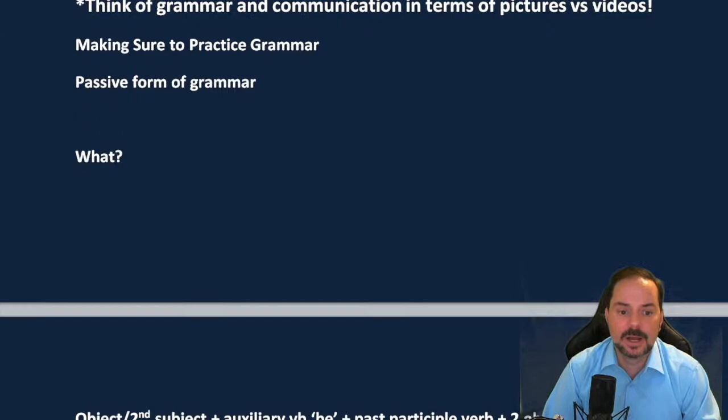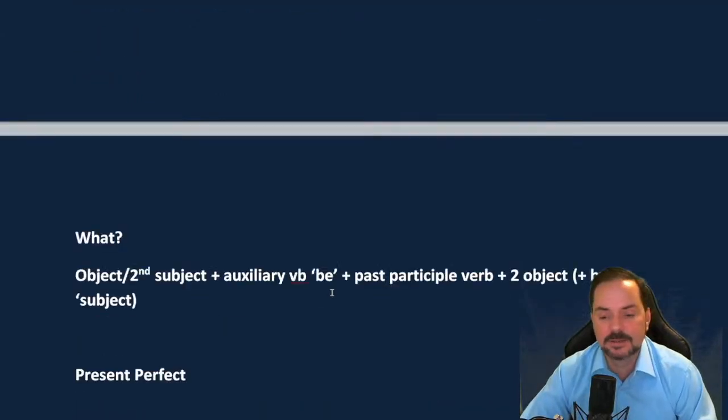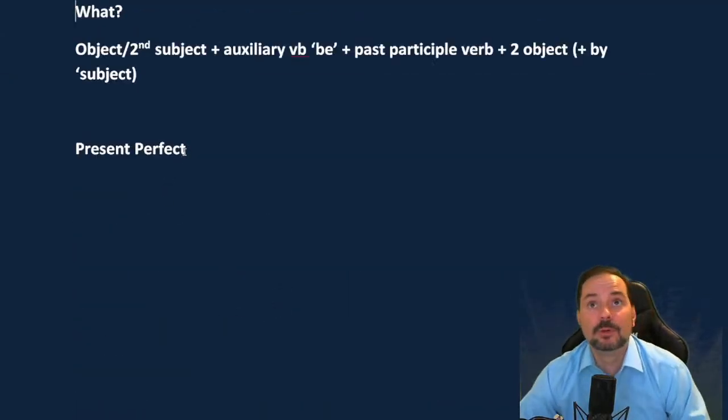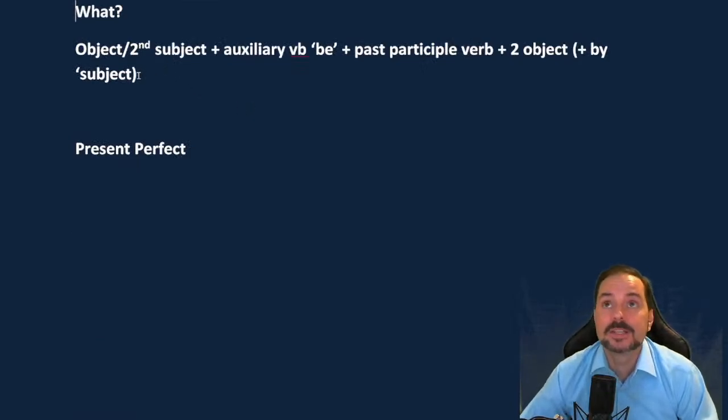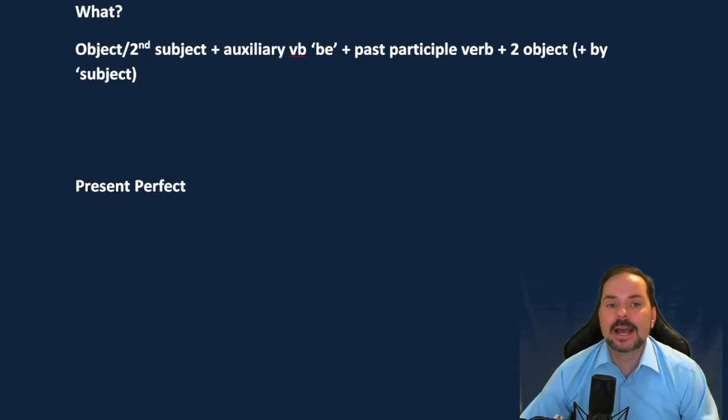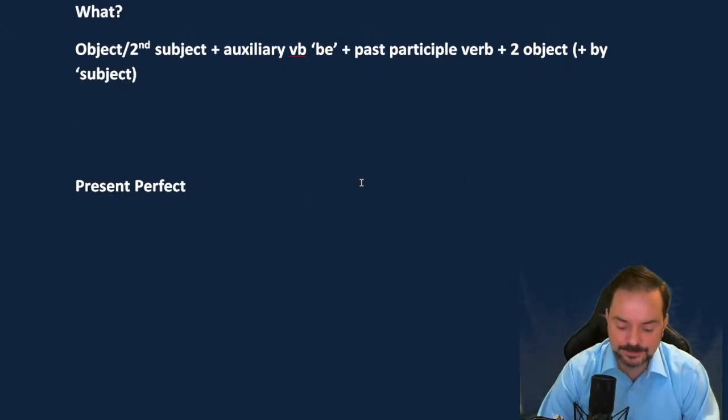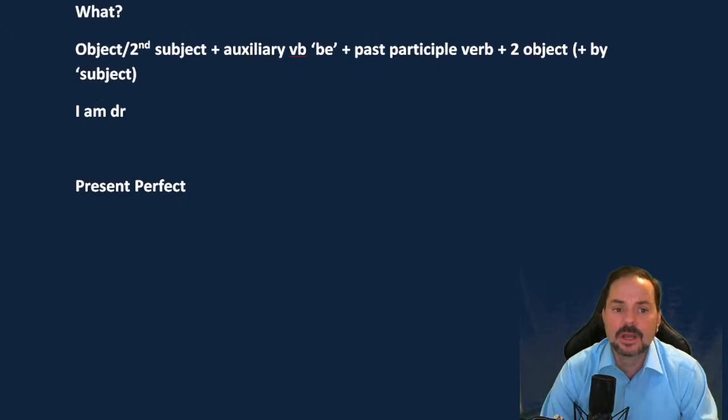There are some confusing ways that grammar is explained because there are multiple ways to say that, okay? All right, so here we have object or subject, and then we have the auxiliary verb be, the past participle verb, the second object, and then by subject, okay? I will give you an example here. So I am driven to school. Okay, so this is the example.